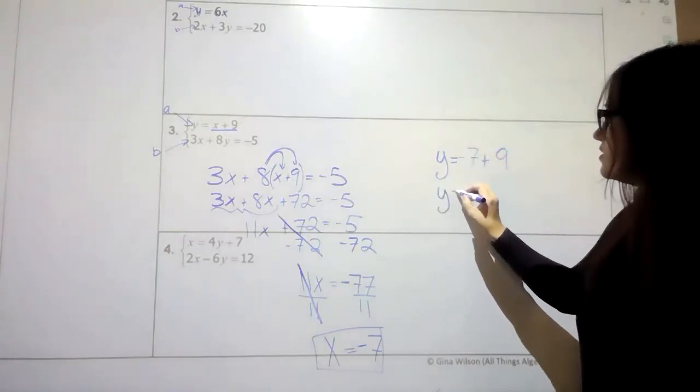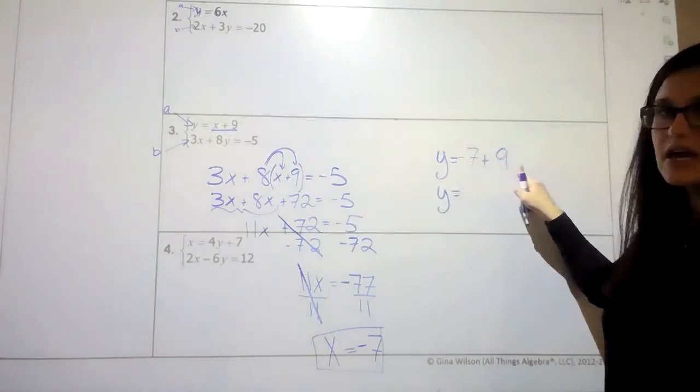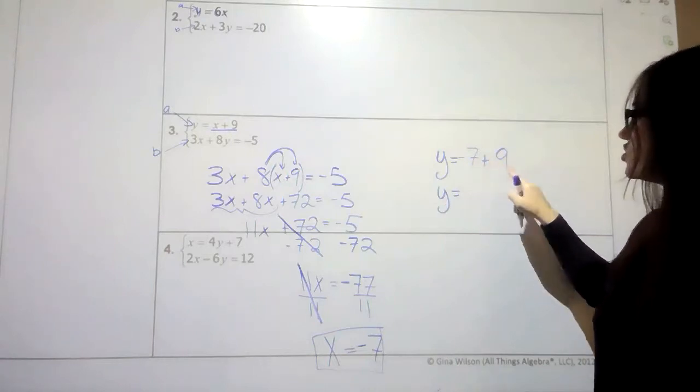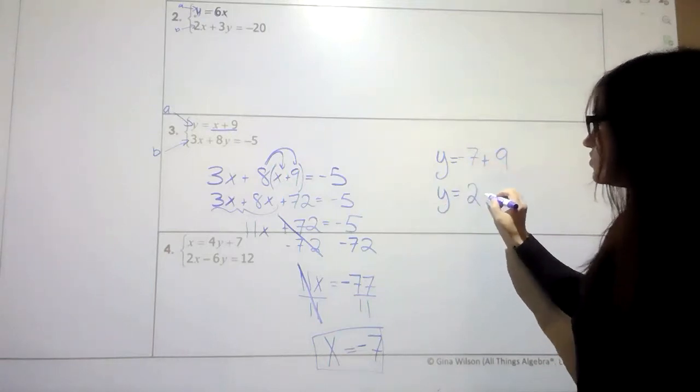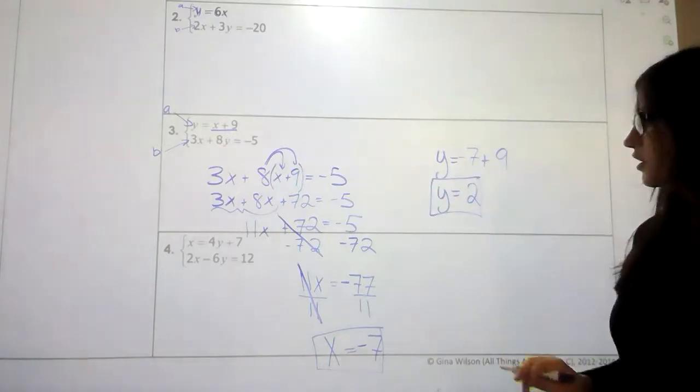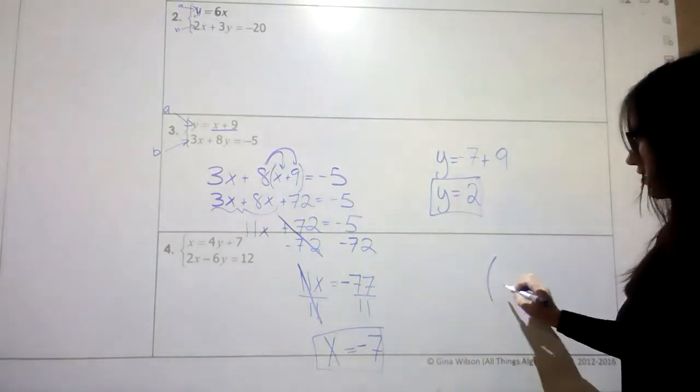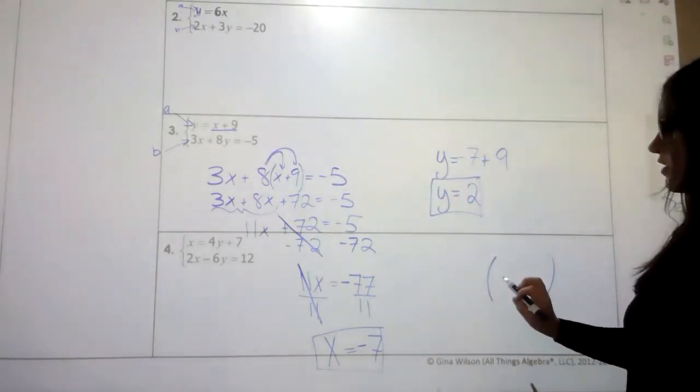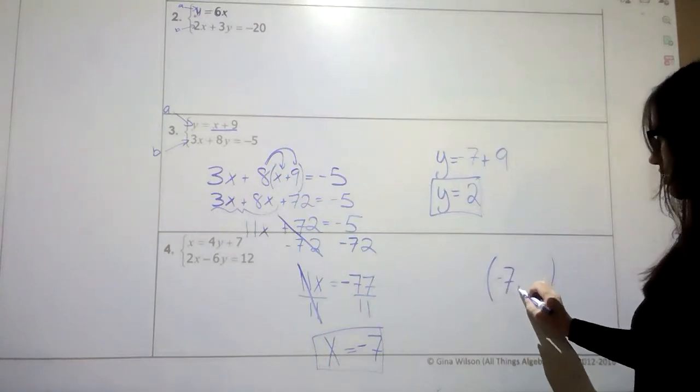So y equals -7 plus 9. You owe me $7 and have $9 in your pocket. You got $2 left. So let's finalize our answer and write it as an ordered pair. The x goes first, and then the y.